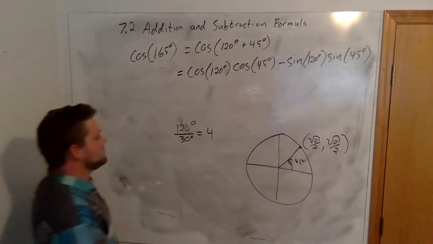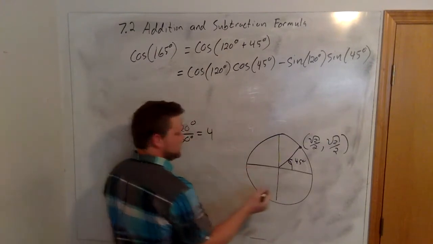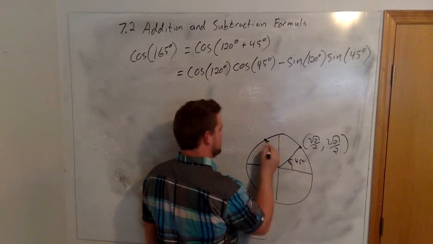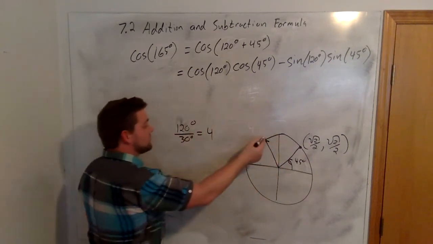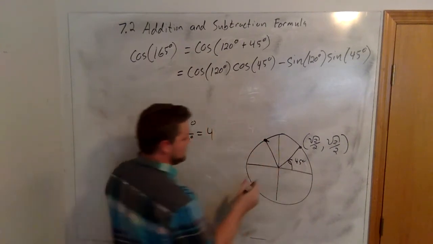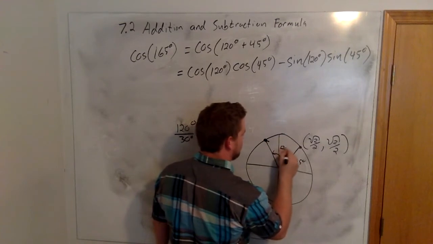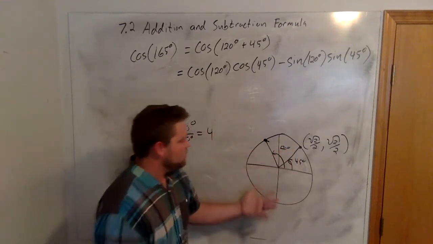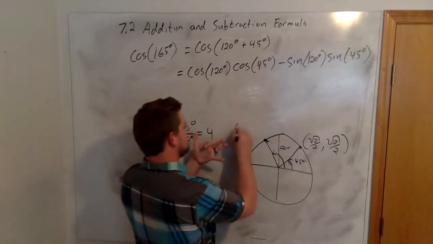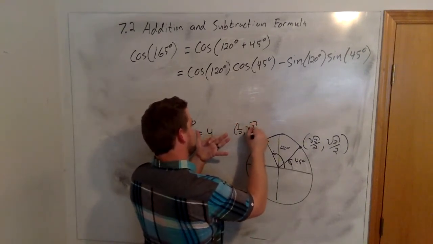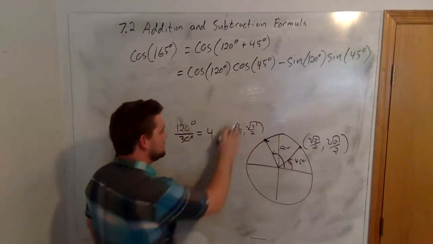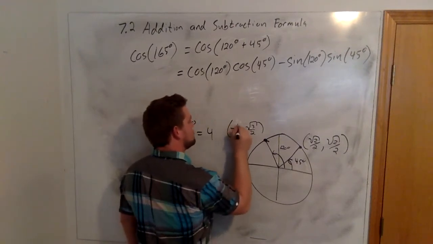Okay, 120 degrees, I need to do 4 increments of 30 degrees. So 1, 2, 3, 4. So right here. You could think of this as 90 degrees plus an extra 30 degrees if you like. What would be sine and cosine here? The reference angle would be 60 degrees. So what's sine and cosine of 60 degrees? That'll be 1/2 and root 3 over 2. But we're in the second quadrant, so cosine is negative here, so a negative 1/2.